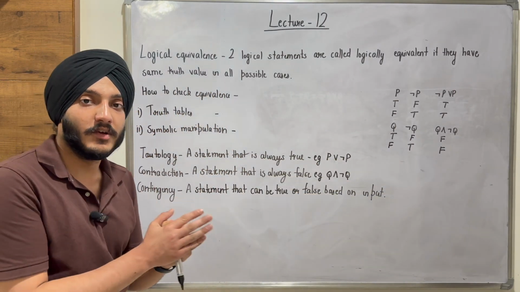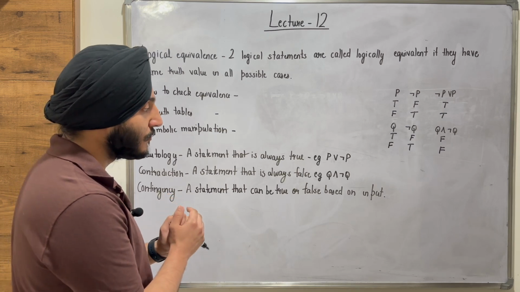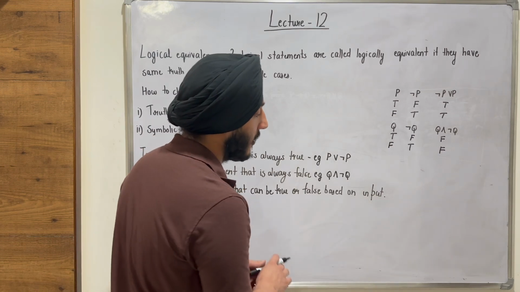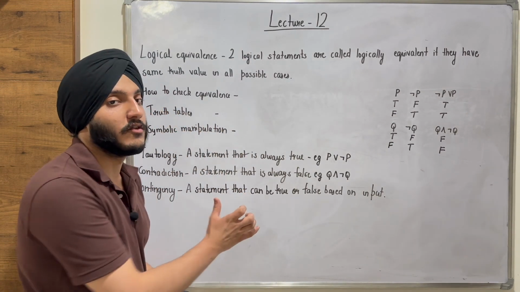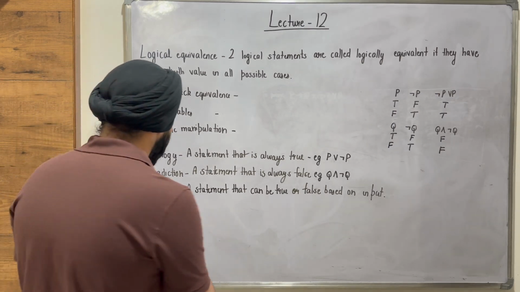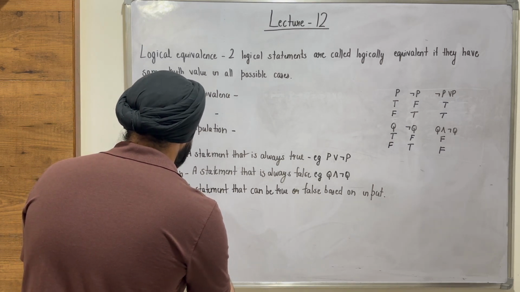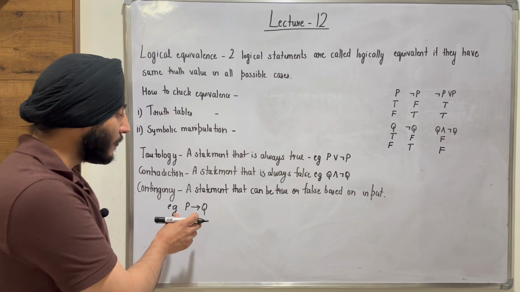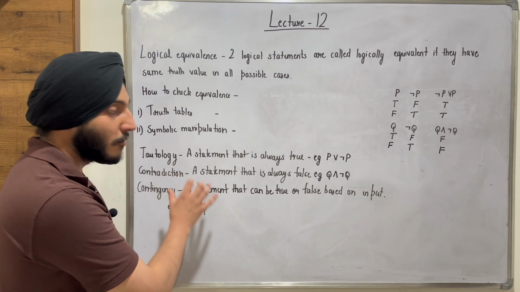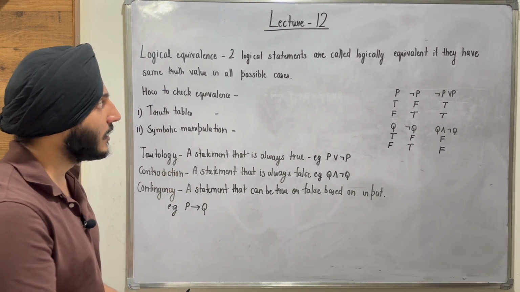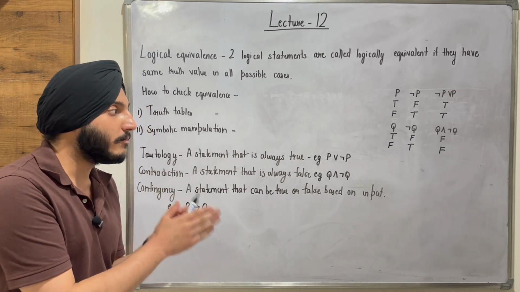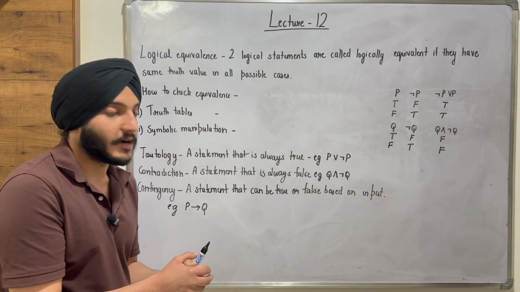So whenever the values are always true, we say it's a tautology. Whenever they are always false, we say it's a contradiction, right? Finally, we have a statement that can be true or false based on the input. Now this is the kind of statement that we have been looking at so far in our lectures, right? So it can be true or it can be false. A very basic example could be just the conditional statement. Based on the inputs, it can either be true or it can be false, right? So I hope you were able to understand what a tautology, a contradiction, and a contingency are. Moving on, now let's try to understand the most important part of this video, which is how to simplify logical statements, right? So let's start with that part.